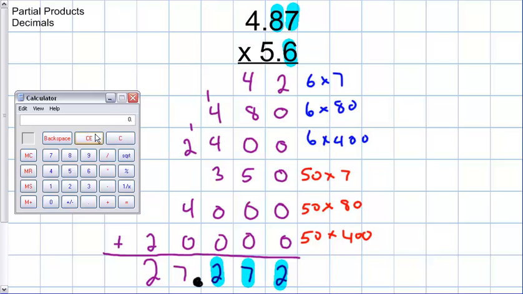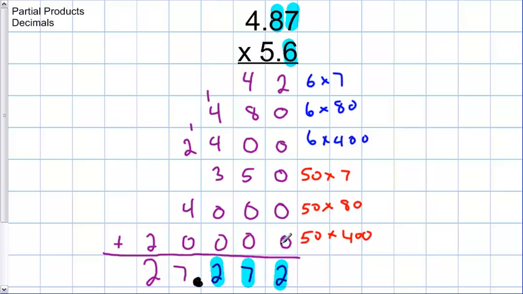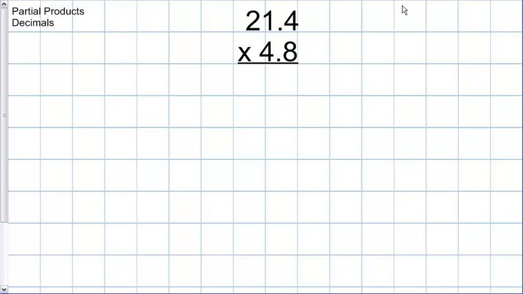Well, let's check to find out. Okay, so 4 and 87 hundredths times 5 and 6 tenths. And I get 27 and 272 thousandths. So there's your right answer, and there's partial products with decimals.